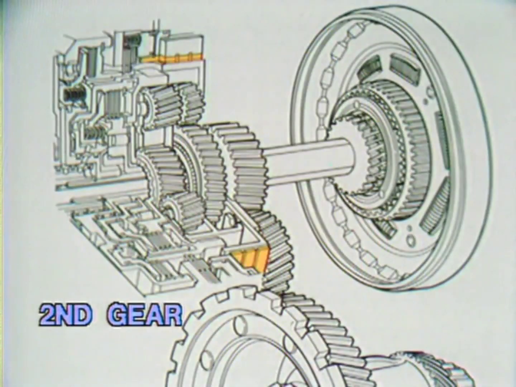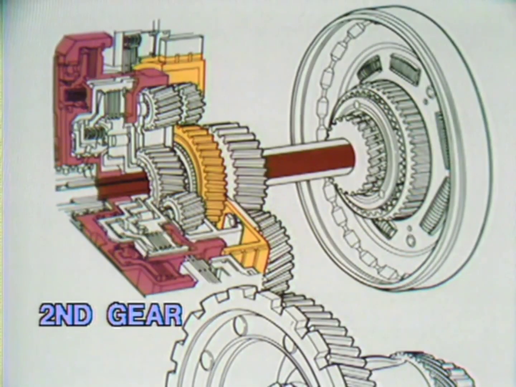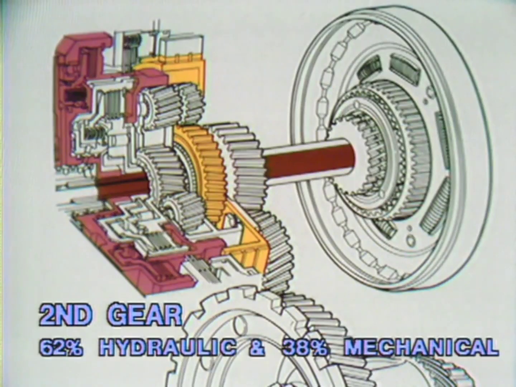The band stays on, so that the forward sun gear is still held stationary. The intermediate clutch comes on, so that the input drive from the torque converter is now through the intermediate shaft to the ring gear. Remember now that this is split torque input, 62% hydraulic, 38% mechanical. There is a single reverse reduction in the gear train as the long pinions walk around the sun gear.